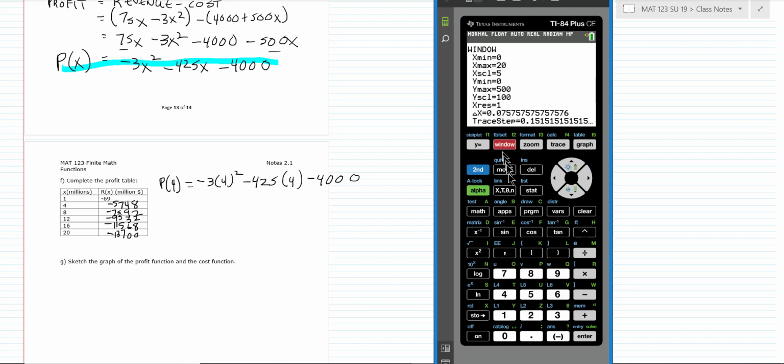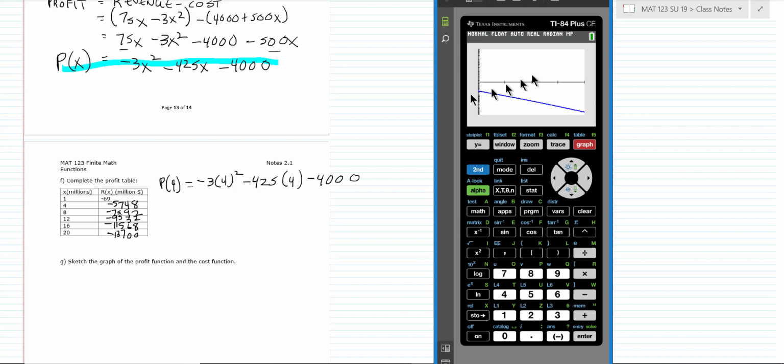Okay, so I'm going to do window like this. I'm still going to go 0 to 20. That's all I'm interested in. Now this time I'm probably going to need to do some negative numbers. So I'm going to go, let's see, something like negative 15,000, and let's go all the way up to 15,000 just to start. And then maybe scale that by like 500 or something. So let me try this way first. Okay, so it looks like it's just getting a negative profit from then on out like that.